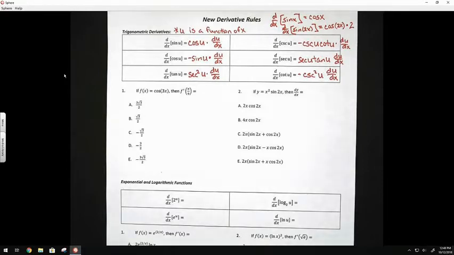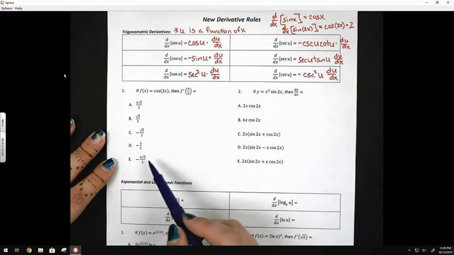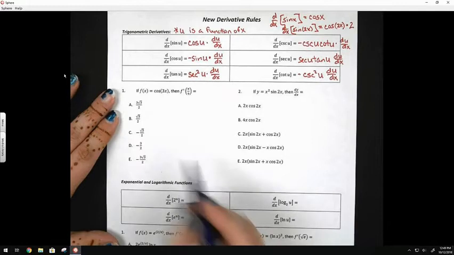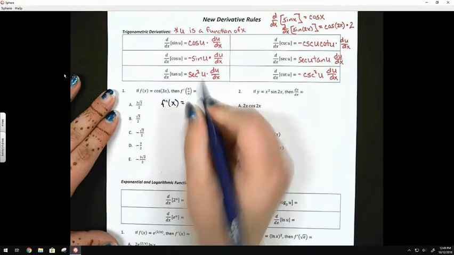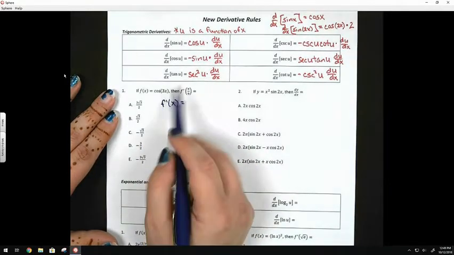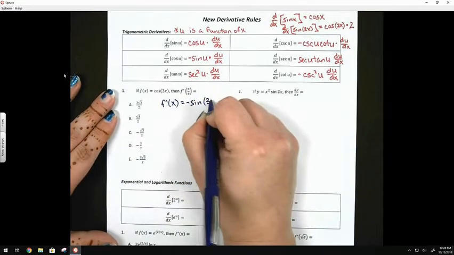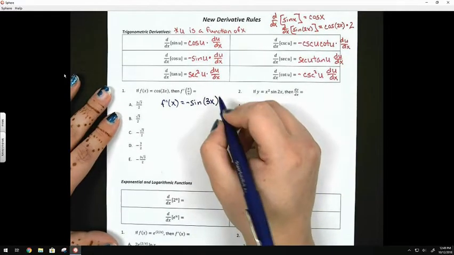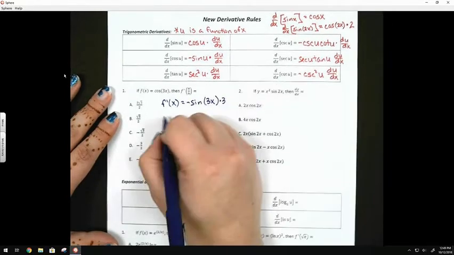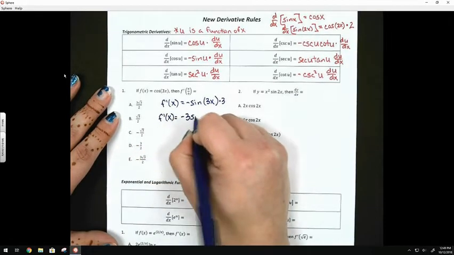So if f of x is cosine of 3x, then f prime of pi over 9 equals, and we've got these multiple choice answers. The first thing we're going to have to do is actually find f prime of x. Well, the derivative of cosine is negative sine. So it's negative sine of 3x, because the inside's not going to change. And then we're going to multiply by the derivative of the inside, which is 3. So that means that f prime of x is negative 3 sine of 3x.